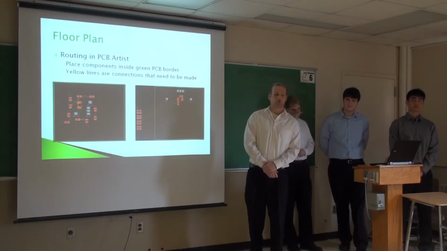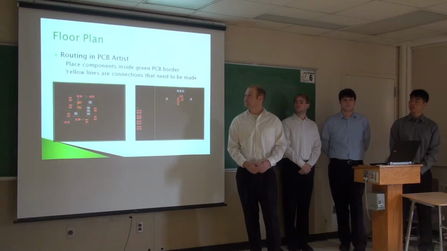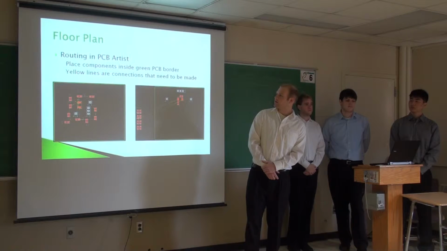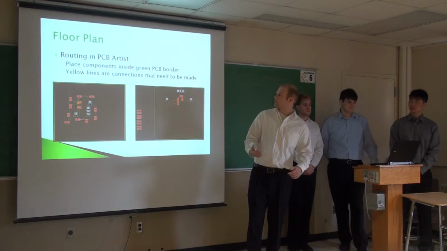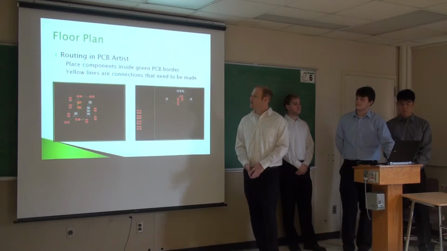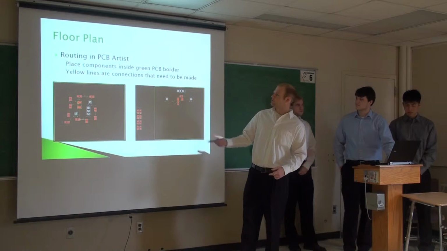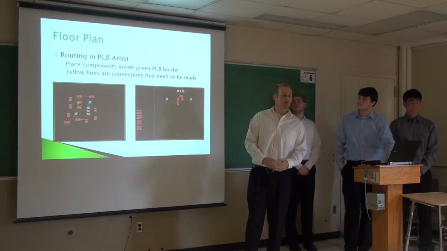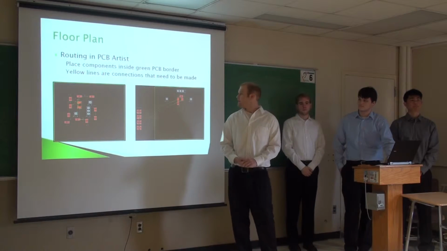So the software we've been using is called PCB Artist, and so I'll talk a little bit about how you would go about routing in that. You want to place components inside a green PCB board here, which will eventually be your final board. On the left we have all the components we want to use. The yellow lines are connections that need to be made. They're also referred to as rubber bands.